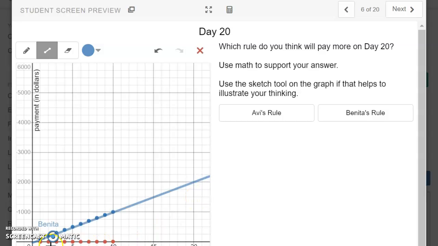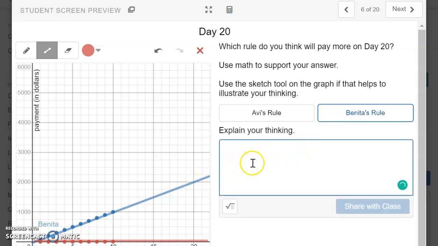Okay, all right, so that's Benita's. Looking at Avi's, it looks like this is also going to be a straight line. So maybe I'm going to draw a line that looks like this. Okay, that's my guess. For day 20, Avi's still going to be very small. So I'm going to say Avi's rule is not going to be very good. I am going to go with the Benita's rule for day 20.